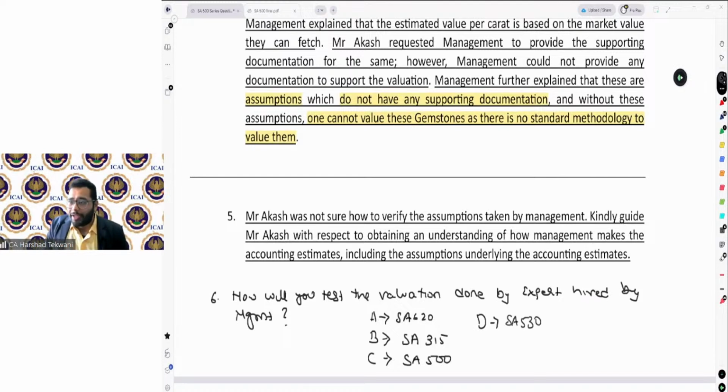Okay. So for the students who are saying option A is the correct one, it's not. For the students who are saying option B is the correct one, it is not. For the students who are saying option C is the correct one, yes, it's the correct one. And for the students who are saying option D, again, it's not correct. Now, why is option A not correct? Because it's not the auditor's expert, it's the management's expert. The expert was hired by management.